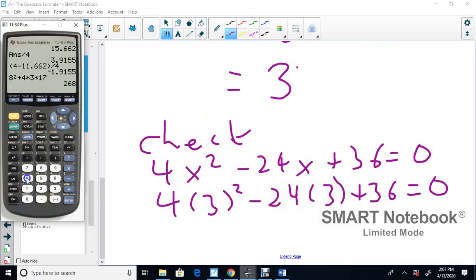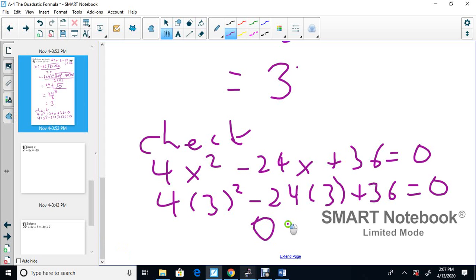So on. So we go 4 bracket 3 to the power of 2, subtract 24 bracket 3 plus 36. And we enter. Oh, we get 0. So 0 equals 0. Okay, pretty good. Okay, now we're going to continue on to the next question.